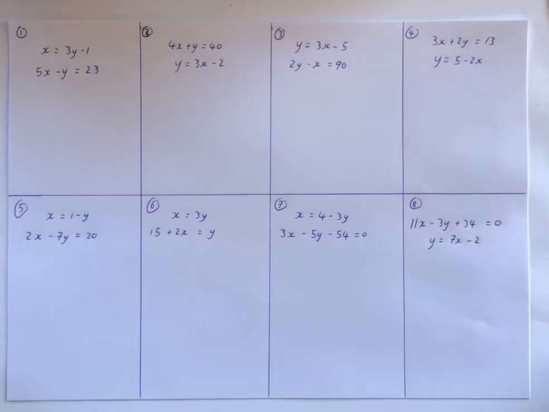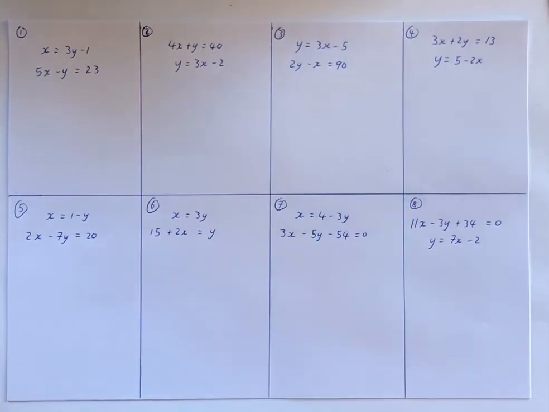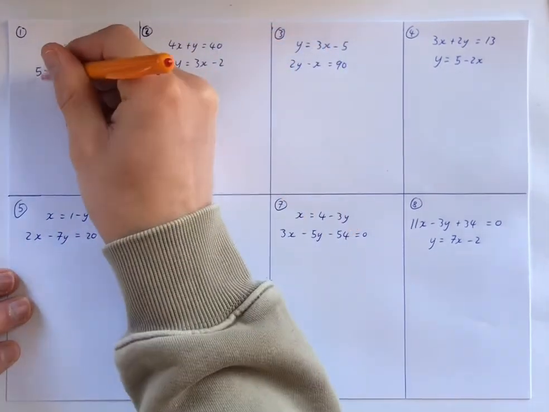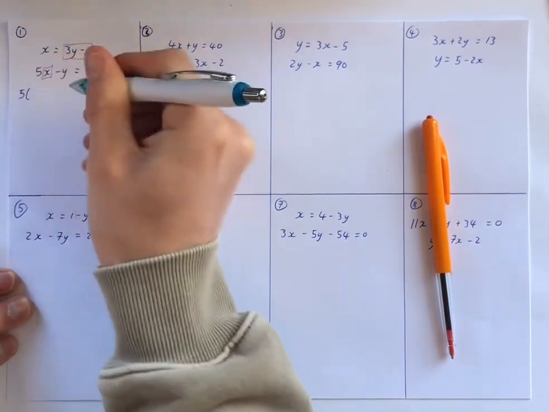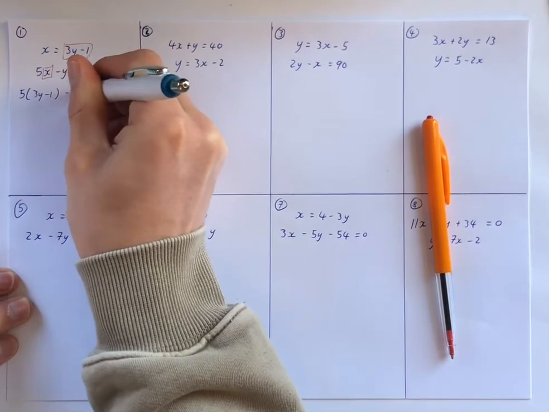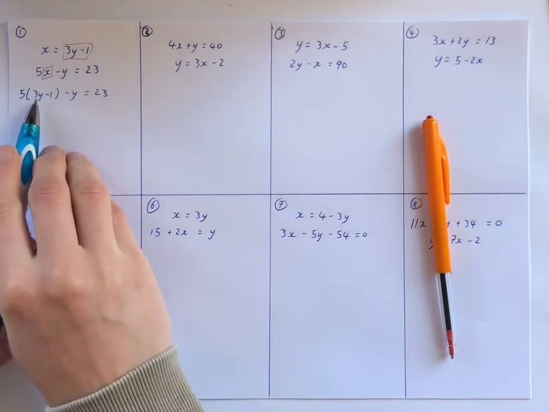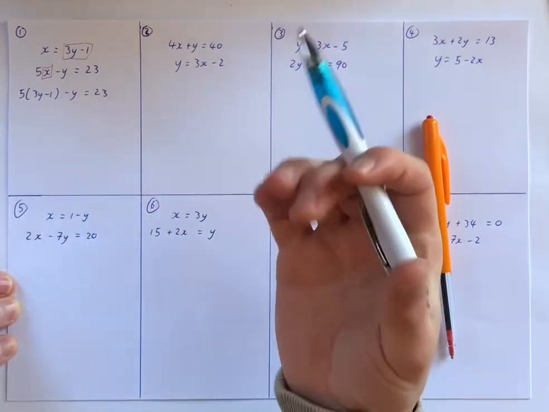Okay, so as the title of the video suggests, these are all substitution. So you can take one variable and replace it with its relationship with the other variable. For question 1, x is equal to 3y minus 1. So we're just going to replace that x with 3y minus 1. Now we still have 5 times x, so 5 times (3y minus 1) minus y equals 23. There's my substitution. Now I have an equation that is only dependent upon y.